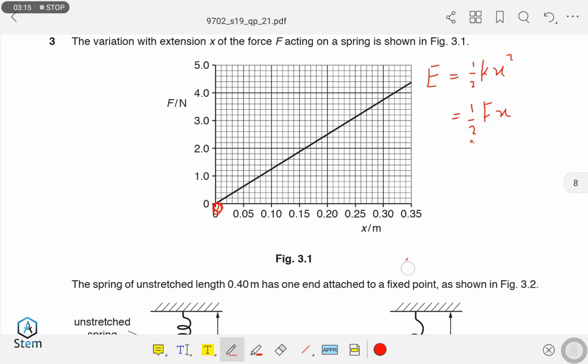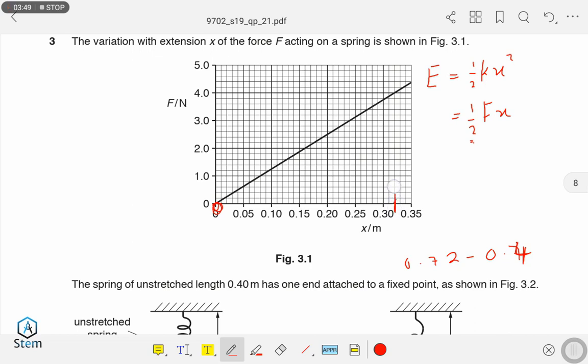So we say 0.72 minus 0.4. Let me just do a quick calculation there. 0.72 minus 0.4, we get 0.32. So our extension, we are talking about this point.